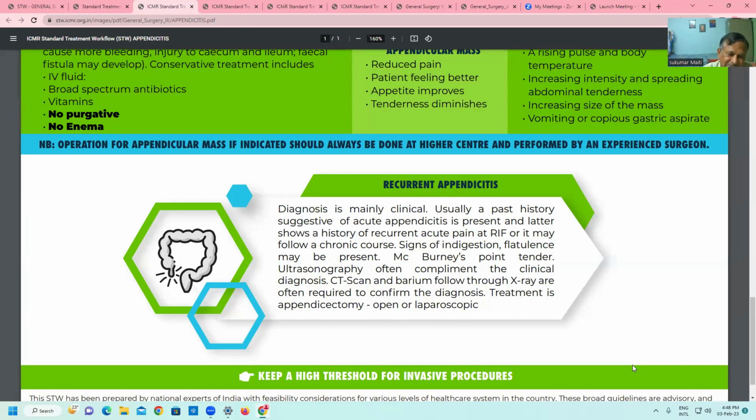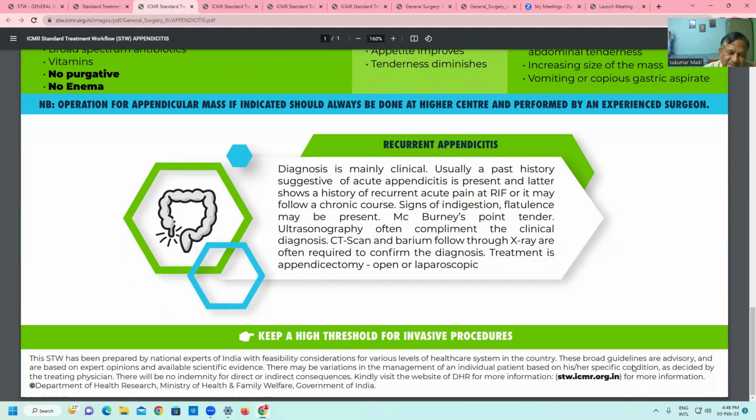Similarly, in recurrent appendicitis, clinical diagnosis alone may be insufficient. In that case, we may need the help of ultrasound, in some cases CT scan, and even in some cases barium follow-through X-ray. That will help in the diagnosis. Another thing I must emphasize at the end: when it is a case of appendicular lump or appendicular abscess, if surgery is decided, it should always be by an experienced surgeon, and always at a higher center. Another point I would like to highlight is interval appendicectomy.